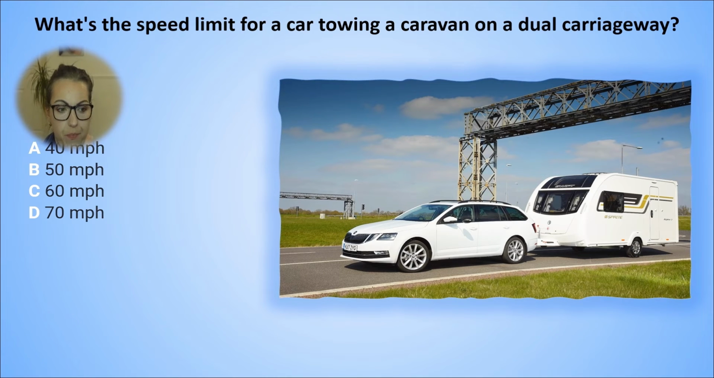Next question. What's the speed limit for a car towing a caravan on a dual carriageway? A. 40 miles per hour. B. 50 miles per hour. C. 60 miles per hour. Or D. 70 miles per hour. And the countdown starts now.